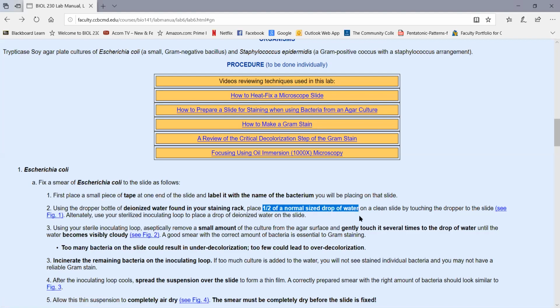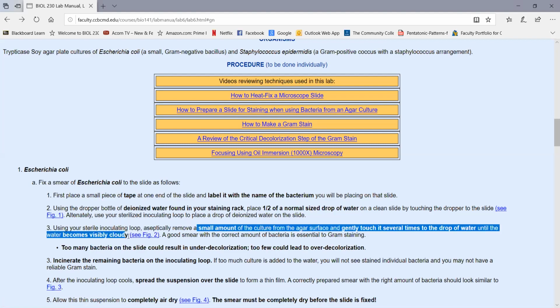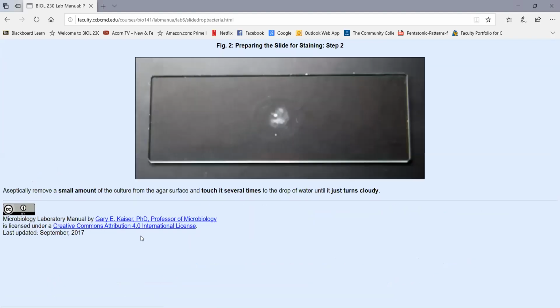The more water you add, the longer it's going to take to air dry. Remember, we want to add just enough bacteria by touching the loop to the drop of water until it becomes definitely visibly cloudy in the water. So we want to make sure there's enough bacteria there that we're going to make it pretty easy to find under the microscope, but not so much that the whole drop appears cloudy like this, because then they'll be piled on top of one another.